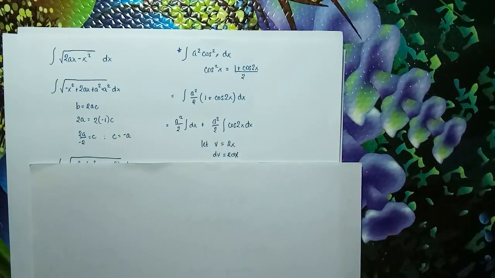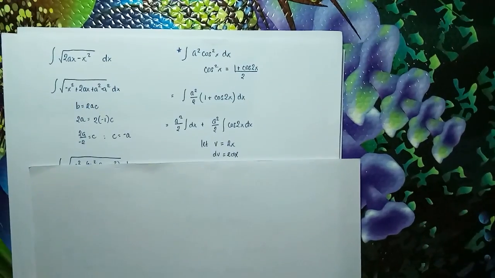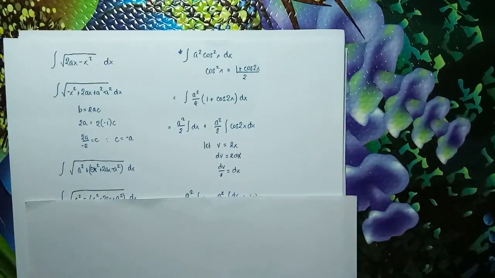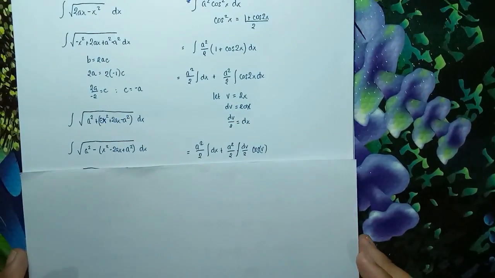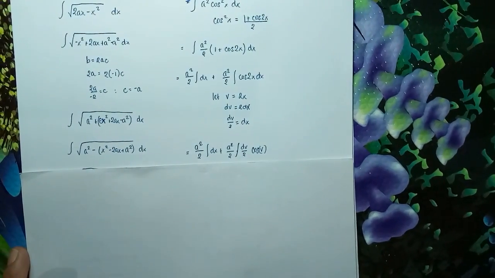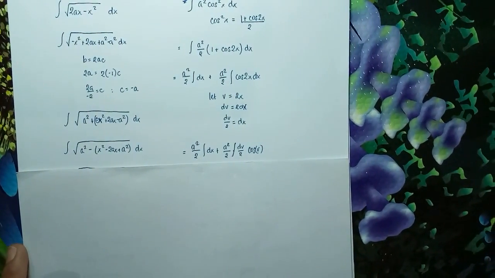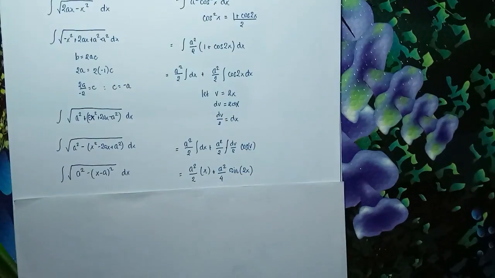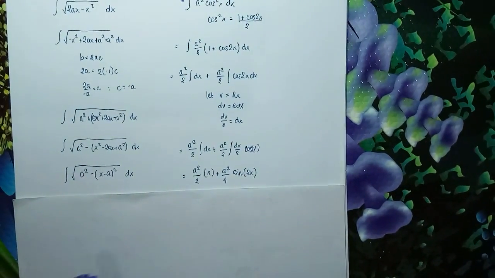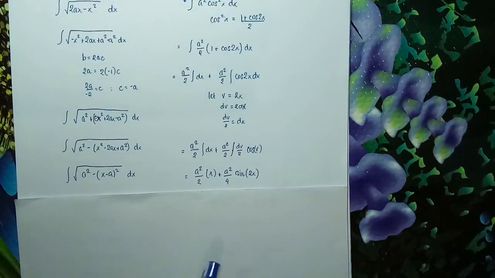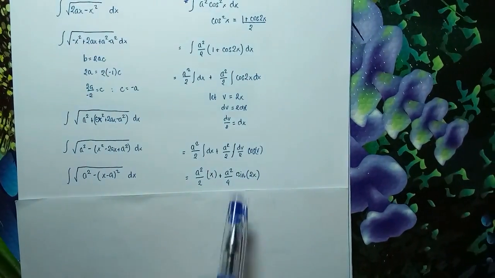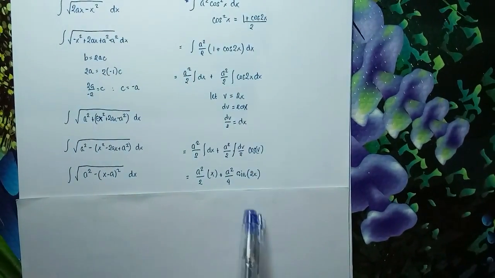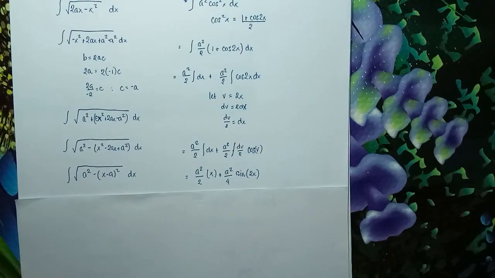So let v be 2x, dv is equal to 2 dx. So dv over 2 is equal to dx. So now we have a squared over 2 times the integral of dx plus a squared over 2 times dv over 2 times cosine v. A squared over 2 x, which is the integral of dx, plus a squared over 4 sine, which is the direct integral of cosine, when we plug in the value of v, which is 2x.